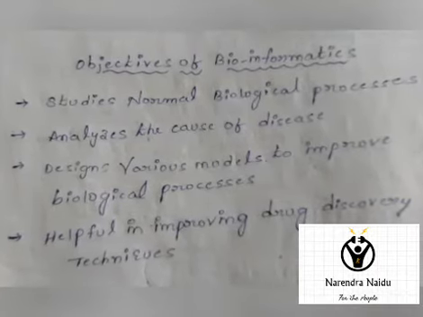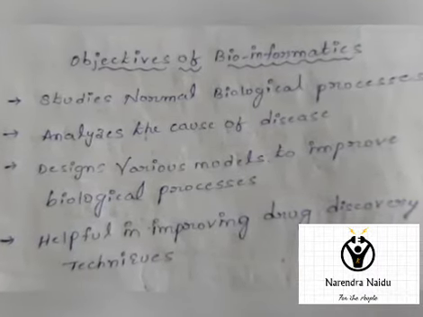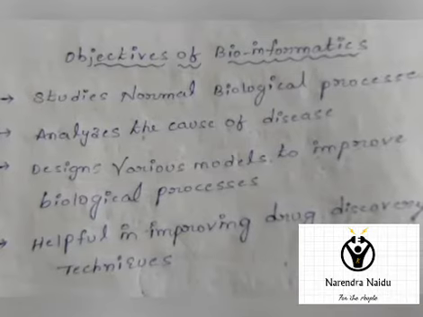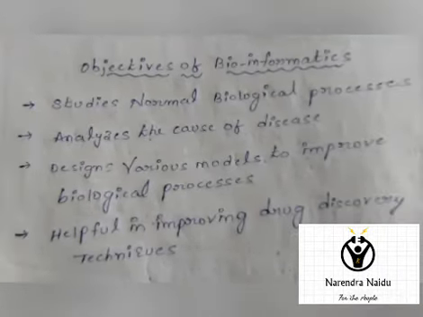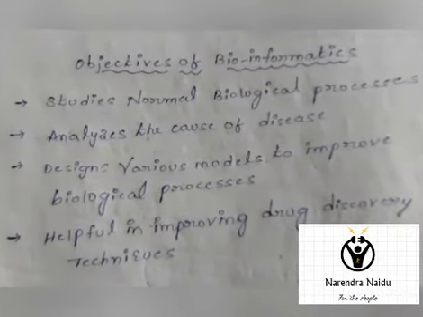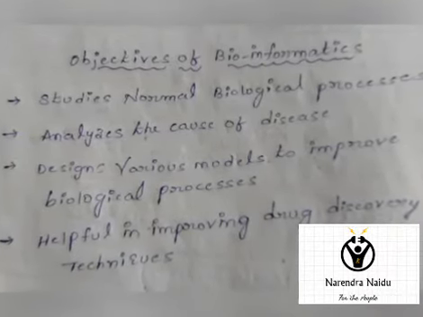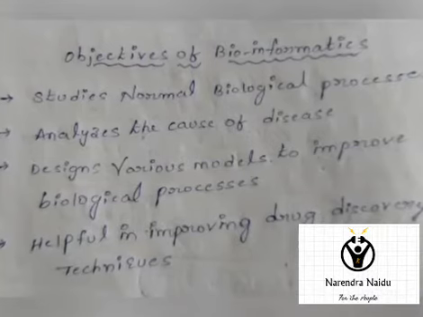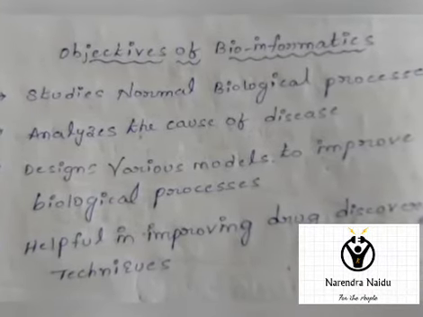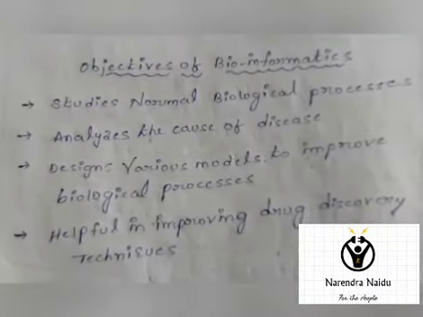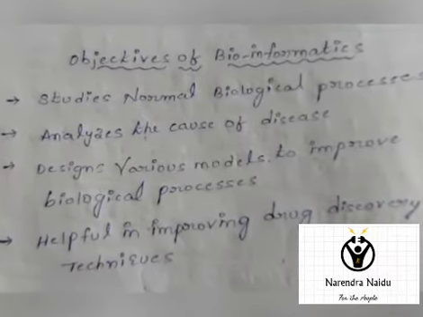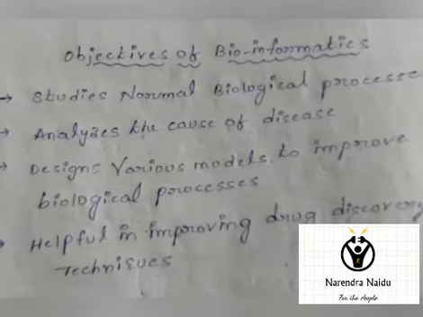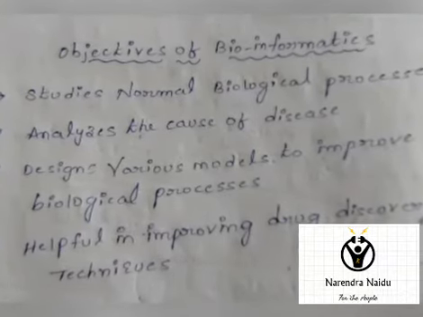And the objectives of bioinformatics, you can see here: it mainly studies the normal biological processes which occur in the human body, and it also analyzes the cause of a disease, and it designs various models to improve the biological processes of the human body. It is also helpful in improving drug discovery, with new techniques for discovering drugs.